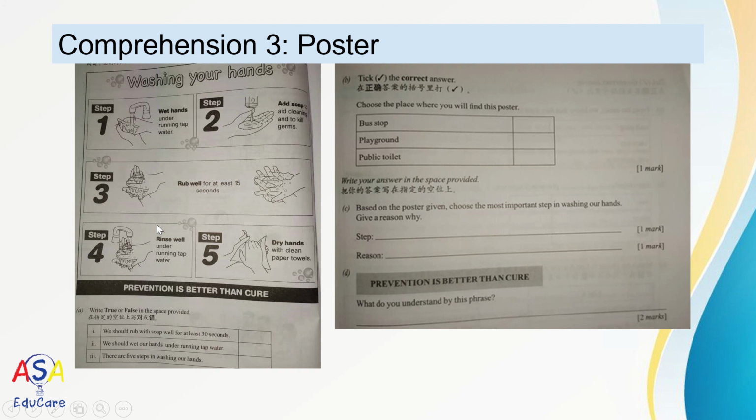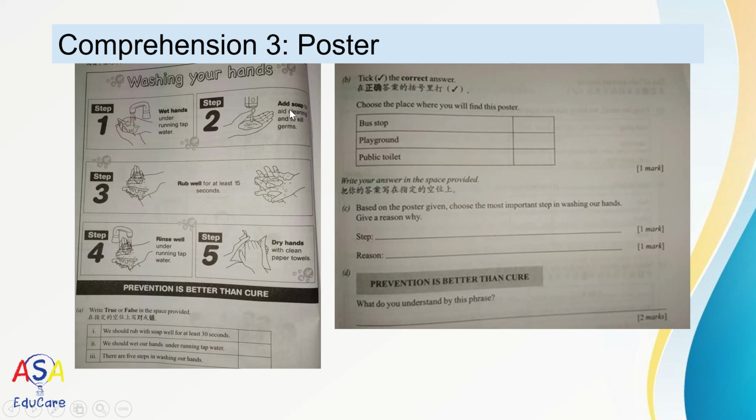Next one, third, comprehension poster, okay? This is usually in your section A at the very end. There's a comprehension, so you read this poster and then you have to answer the questions. Usually the first question they ask you true or false. I don't think we need to go through this. You just read the sentence and then you check from the poster how you answer it.